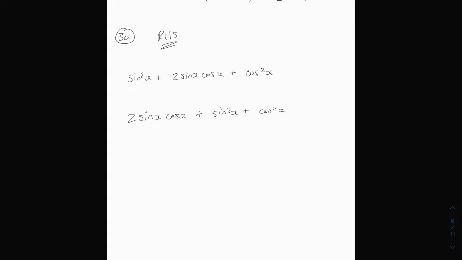So what we've got is 2 sine x cos x plus 1. And we can go even further than that, actually. This part over here can be turned into, well, what can it be turned into? It can be turned into sine 2x. So we can say sine 2x plus 1, 1 plus sine 2x. Cool, and that's the answer.